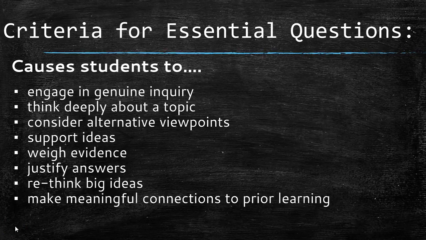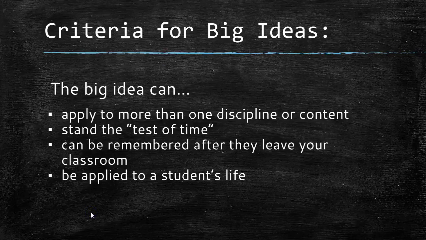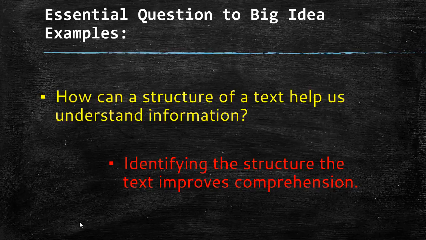So now your PLC will investigate the criteria of good essential questions. And also the criteria for writing big ideas. So this is an example of turning an essential question into a big idea. So the question is, how can a structure of a text help us understand information? And the big idea that we would want students to walk away with would be identifying the structure of the text improves comprehension.